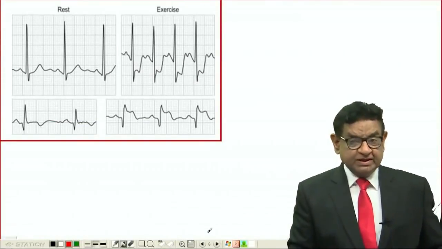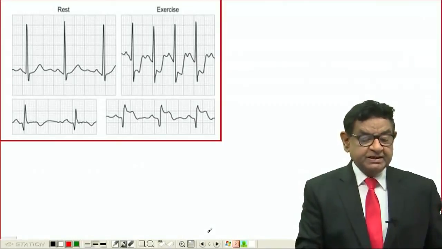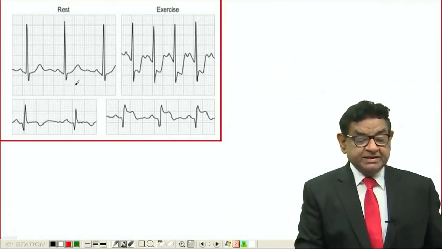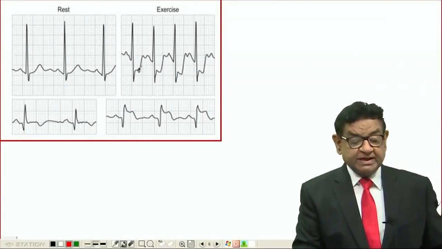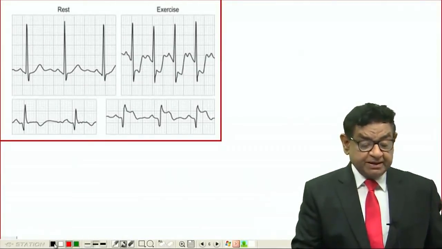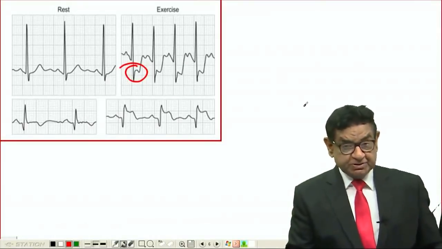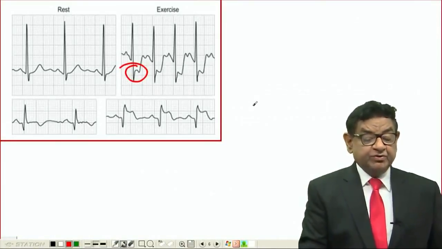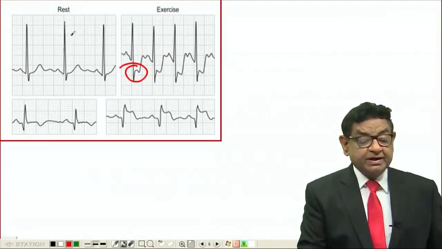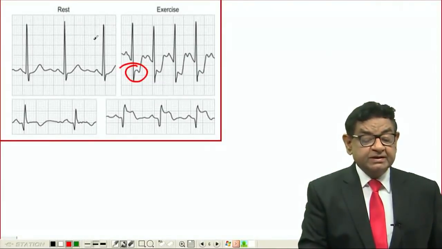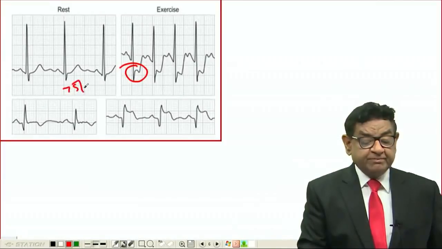Now let's see what we get in the TMT test. This is a normal resting ECG, and after exercise we are getting ST segment depression. So what we call inducible ischemia is there. And if you look at the calculated heart rate, here the heart rate is around 75 per minute.